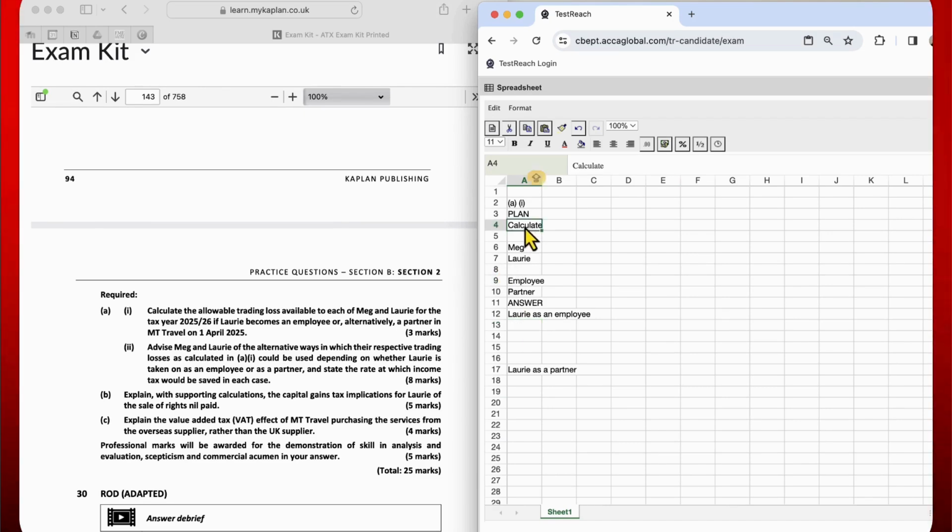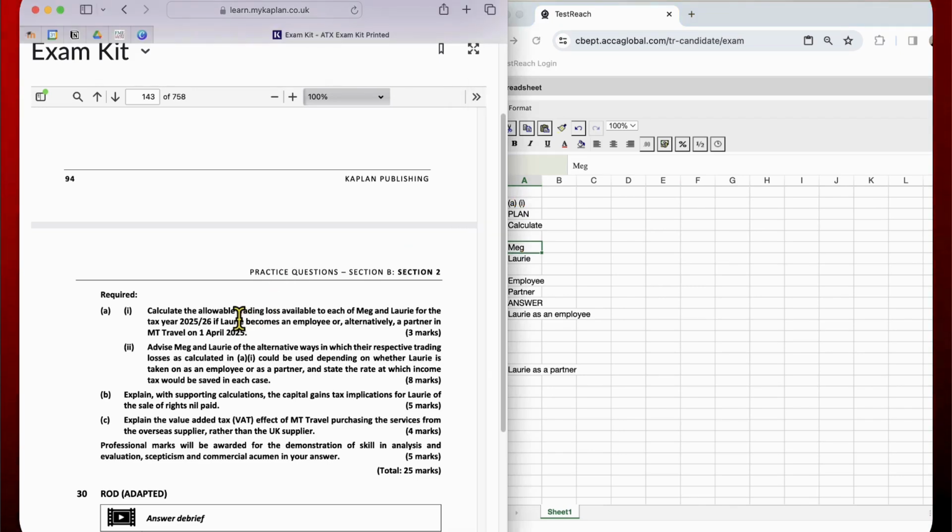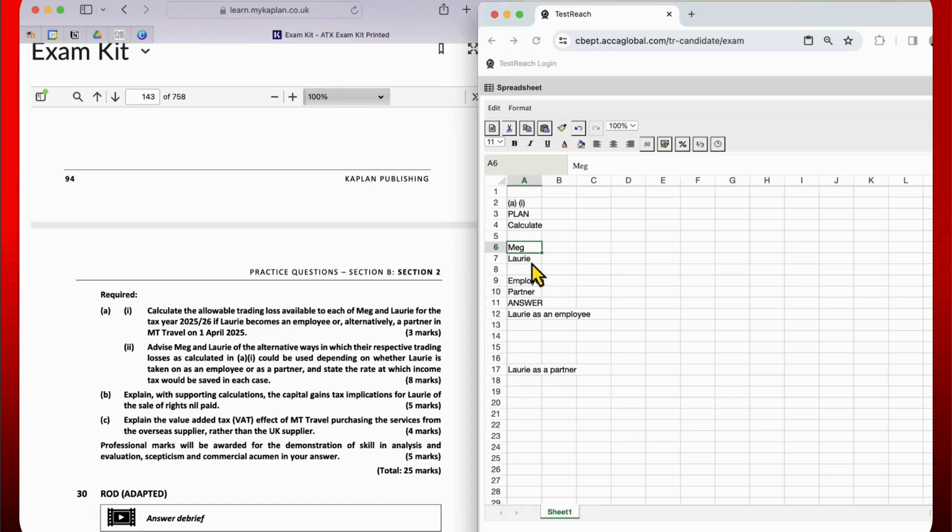Because do you notice in my plan, I've not written the word loss. You might have looked at that requirement and gone, it's a question about trading losses. I've looked at that question and said, this is a question where I have to calculate, and I've got 2 people's perspectives to look at it from, and I've got 2 scenarios to consider. Because I need to make sure that I'm answering exactly what has been asked.